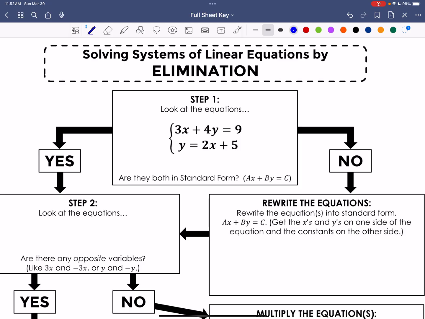So our first question says, look at the equations. Are they both in standard form? Which again means x's and y's are on one side, and then it equals the constant, which is the plain number, on the other side. This first equation is good to go. It goes x's, y's equals constant. The second equation is not in the right format, so we are going to need to go down the no pathway and do a little bit of scratch work.